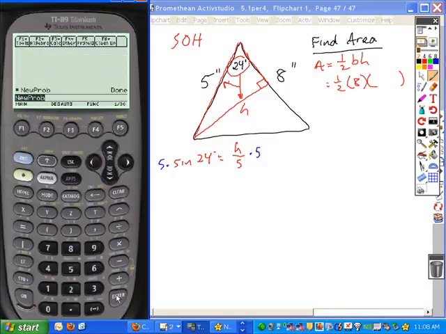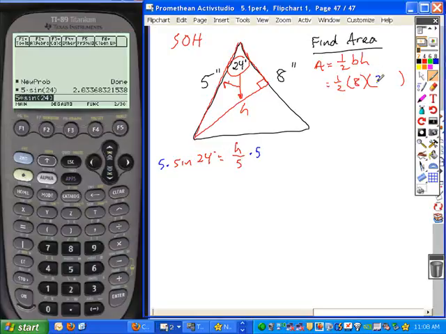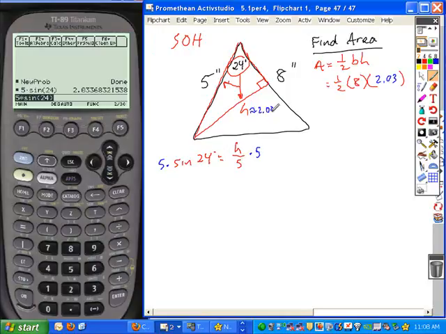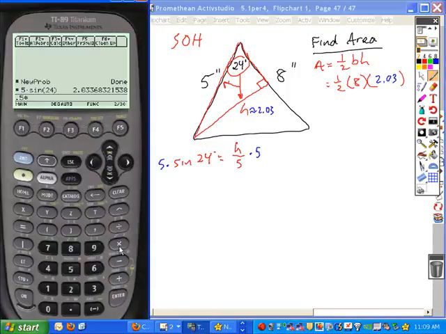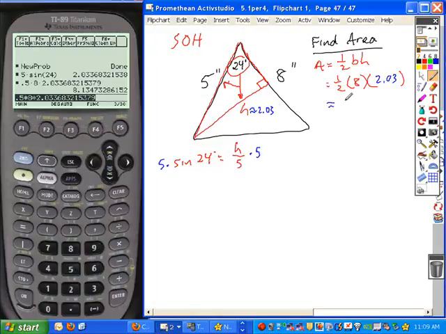And so here's the calculation. If we take 5 times the sine of 24, put it in decimal form, here's my corresponding height, approximately 2.03. And then I just take this quantity and multiply it by half of 8, which is 4. I'm going to show the whole calculation, 1/2 times 8 times that exact value. And here's my overall area, approximately 8.13.